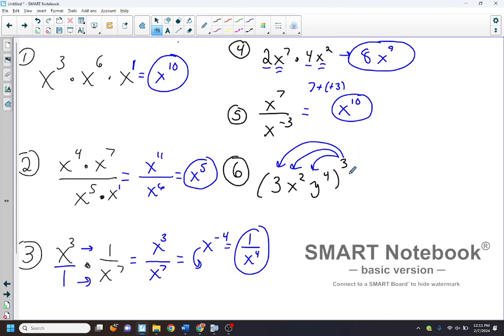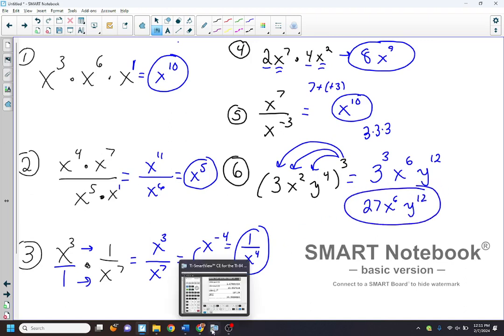All right. So I'm going to distribute a 3 to everything here. So 3 to the third power. X, when you do power to a power, you multiply. So it's x to the 6th power. 3 times 4, y to the 12th power. 3 to the third power, though, I'm going to actually have to do, which is 3 times 3 times 3. 27, x to the 6, y to the 12.